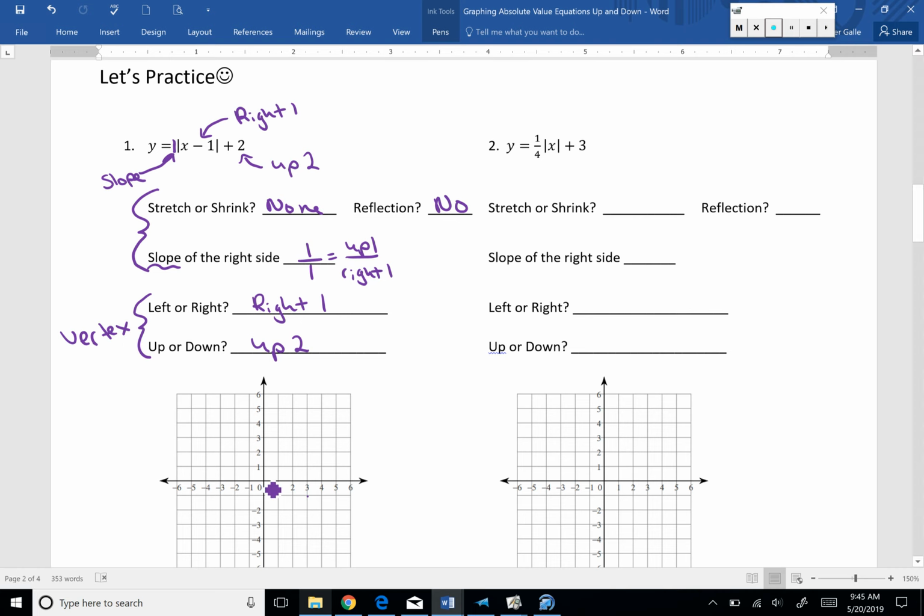So we always start at 0, 0. We're going to go right 1, and we're going to go up 2. That gives us our vertex point, that middle point of our graph. From that point then, I use my slope. Up 1, right 1. Up 1, right 1. Just do a couple points on each side. We don't have to get too carried away.